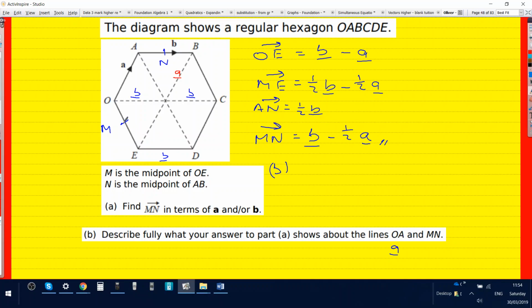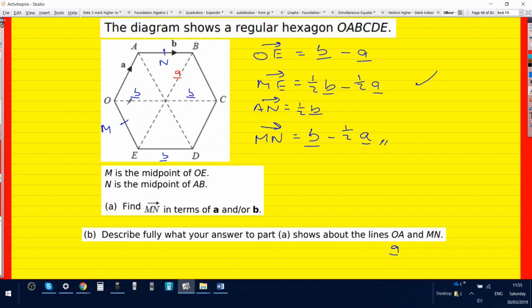So M to E. Hang on, brute force time. So M to E. So it's from here to, it's half of O to E. That's the same as that. So here we go plus B minus A. So it's a half B minus a half A.